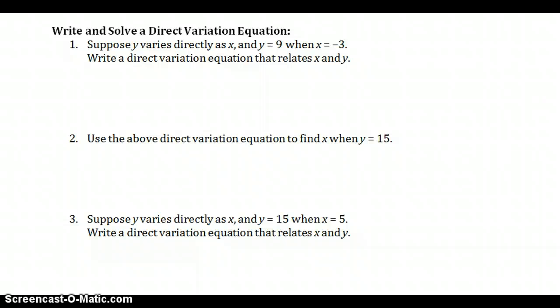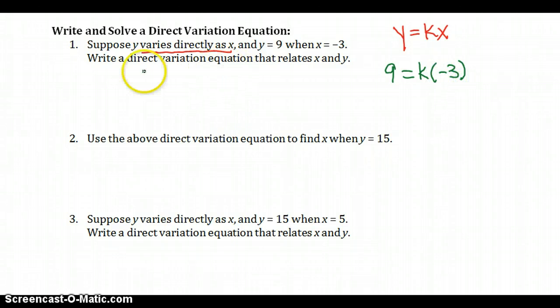Alright, at the top of the next page, we're going to write and solve direct variation equations. Suppose y varies directly as x. So we're looking for the form y equals kx. Y varies directly as x, and y is 9 and x is -3. So in place of y, I'm going to plug in 9, and in place of x, I'm going to plug in -3.